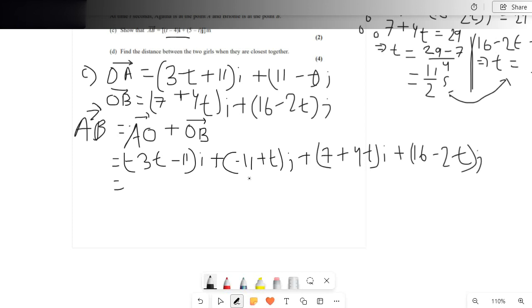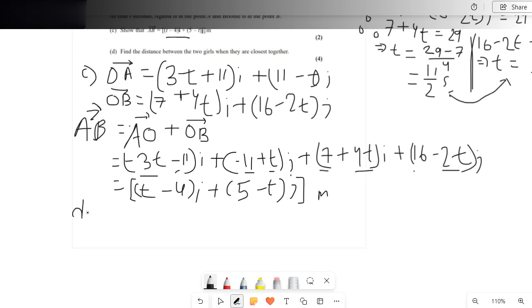So adding the components together, we have minus 3t plus 4t, which is t, and minus 11 plus 7, which is minus 4, and this is the i component. For j, we have t minus 2t, so minus t here, and minus 11 plus 16, which is 5, so 5 minus t, whole multiplied with the j vector. So therefore this is our answer, and the units are in meters.